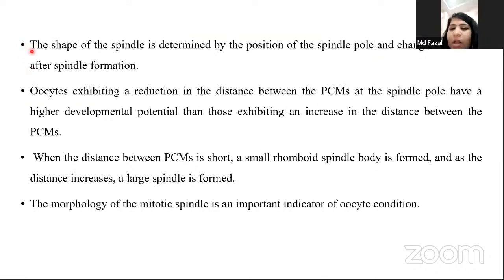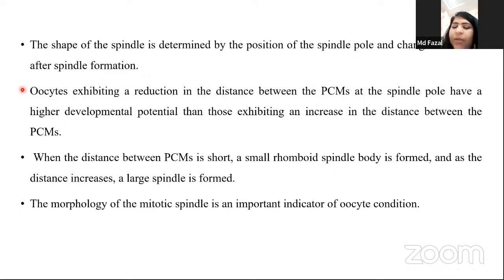So the shape of the spindle is determined by the position of the spindle pole, and it changes over time, as I told you. And the oocytes exhibiting a reduction in distance between the spindle and polar body have higher developmental potential than those exhibiting an increase in the distance. So the polar body and the spindle should be at a very uniform distance. If there is an increase or a gap between them, there is a decrease in the oocyte quality.